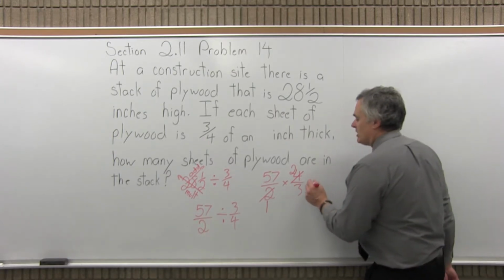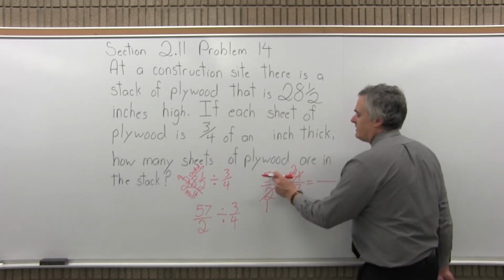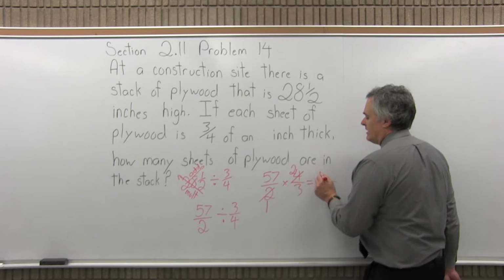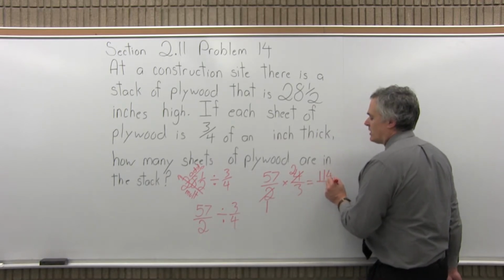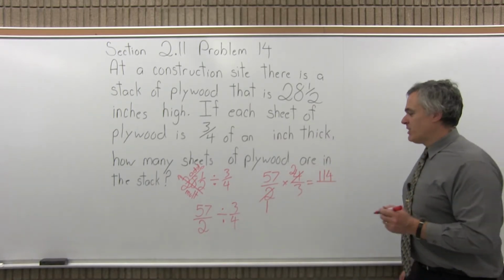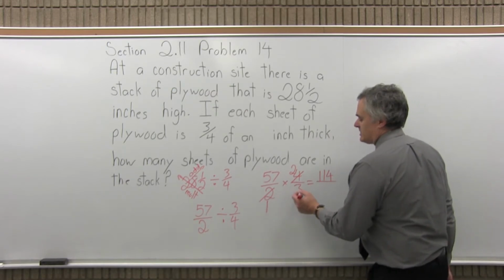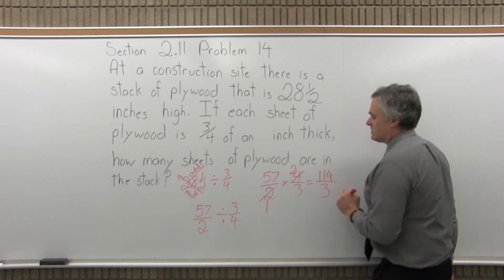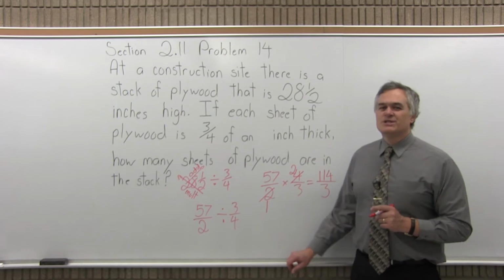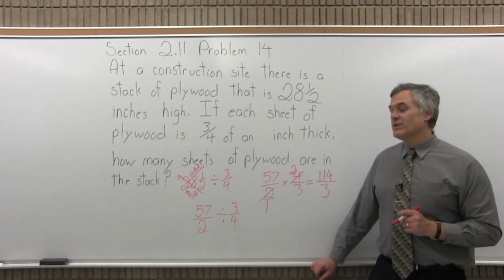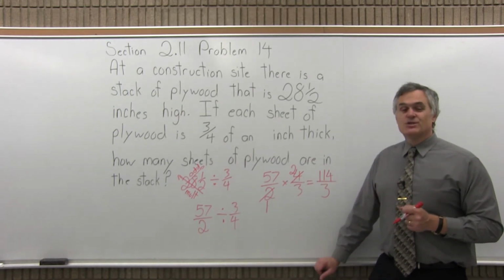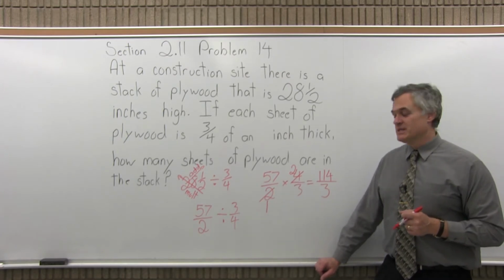So now, as I multiply the numerators coming across the top, 57 times 2. 57 times 2 is 114. Multiplying the denominators, 1 times 3. 1 times 3 is 3. So the answer, how many sheets of plywood, is 114 over 3. Now, that is the answer, but it's not in its most sensible form necessarily.